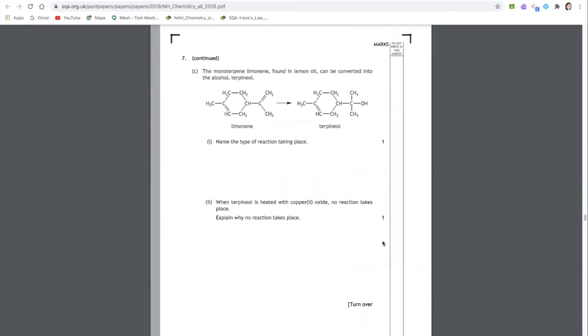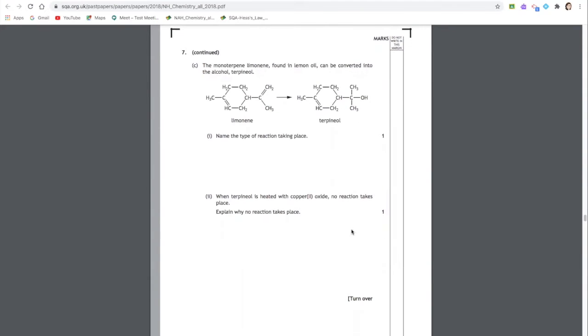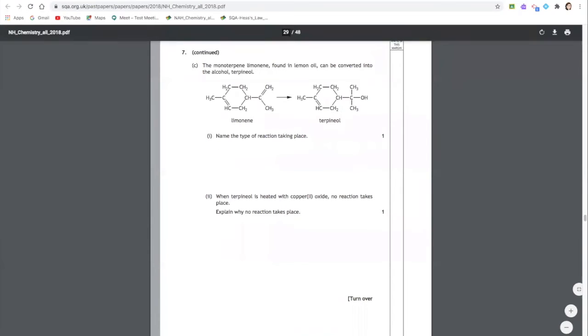Here, name the type of reaction taking place. So if you look at what you're actually changing here in this molecule, so things that we've added on, there was a CH2 here before, now it's a CH3, so that means we're adding on a hydrogen there. And then the other thing that's getting added on is this OH. So altogether, we've added water to a molecule, which means it would be hydration.